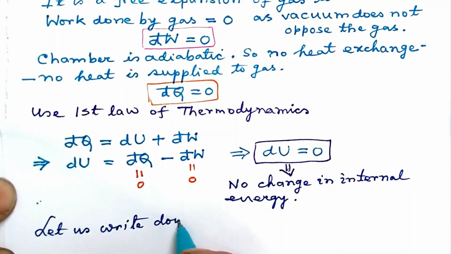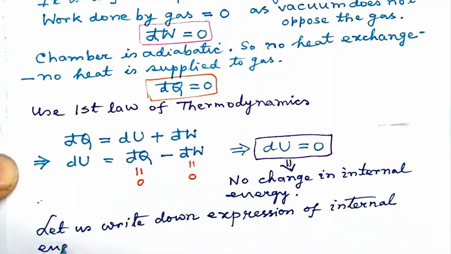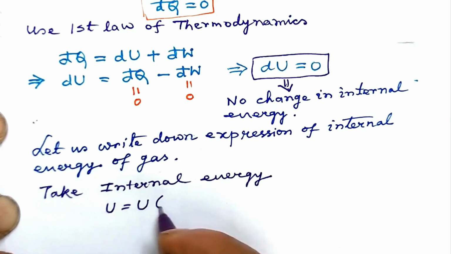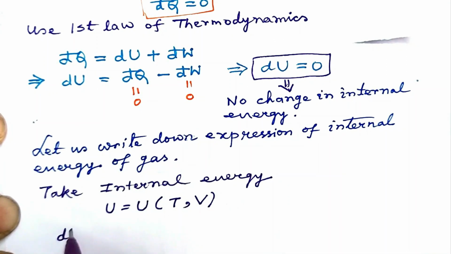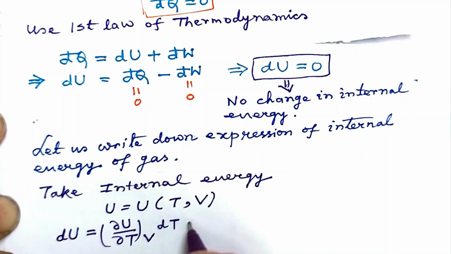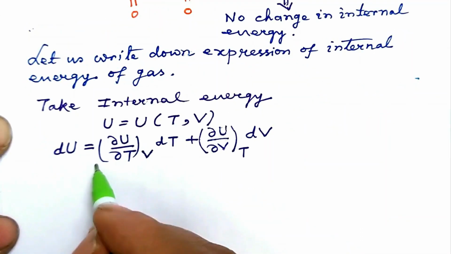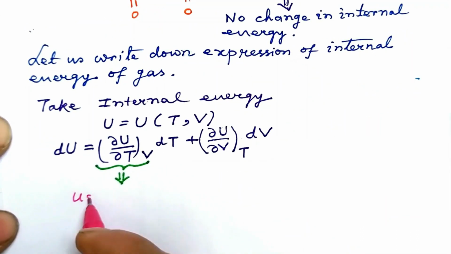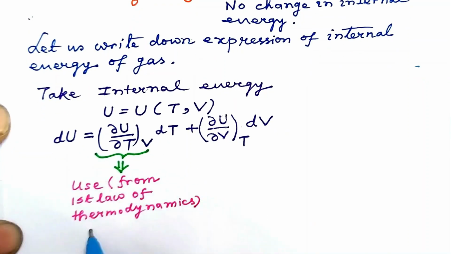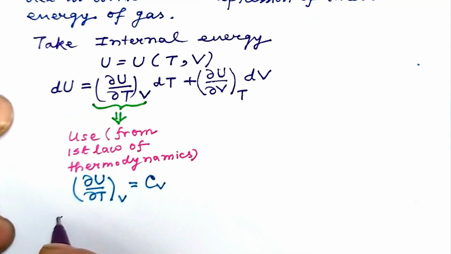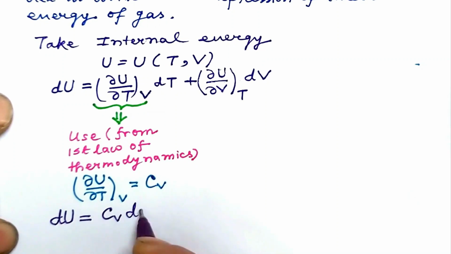Let us now write down expression of internal energy of gas. Take internal energy U to be function of T and V. So dU is (∂U/∂T) at constant V into dT plus (∂U/∂V) at constant T into dV. For this factor, let us use first law of thermodynamics that gives (∂U/∂T) at constant V is Cv, the specific heat at constant volume. So dU is Cv dT.